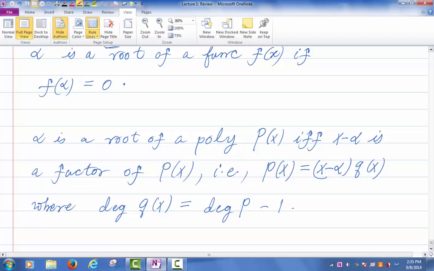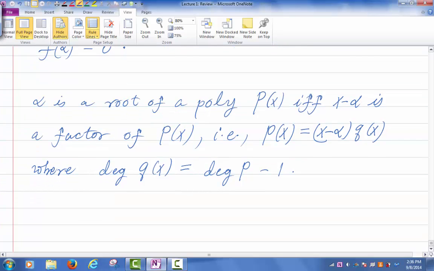It's like saying that 2 divides 6, right? 2 divides 6 means 6 is a multiple of 2. When we say 2 divides 6 or 2 is a factor of 6, it means that 6 is a multiple of 2. 6 is 2 times 3. In the same way, if I say x minus alpha is a factor of p, it means that p is a multiple of x minus alpha. In other words, p is x minus alpha multiplied with another polynomial of lower degree. Is that making sense? Okay.